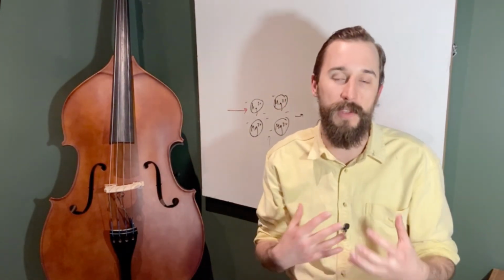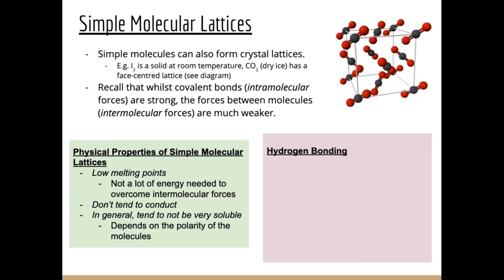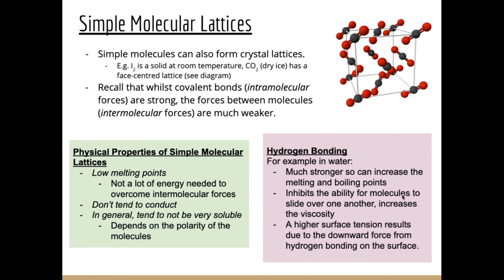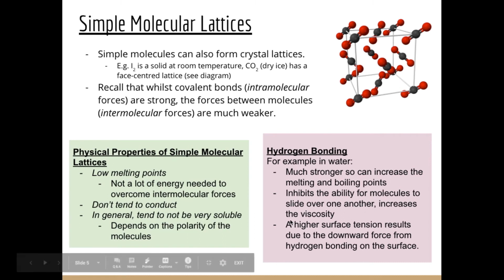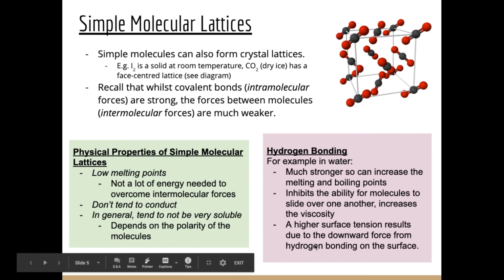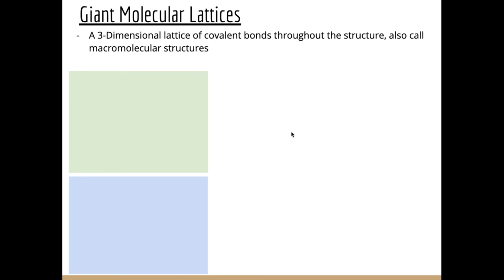It was an extreme case of dipole-dipole, a bit stronger than dipole-dipole, but not as strong as a covalent bond. It's worth noting here because there can be some slightly different things, especially for water. Hydrogen bonding in water is much stronger, so it can increase the melting and boiling points. It inhibits the ability for molecules to slide over one another. That increases the viscosity, which is a word for essentially the thickness. And then we have a higher surface tension that results due to the downward force from hydrogen bonding on the surface.